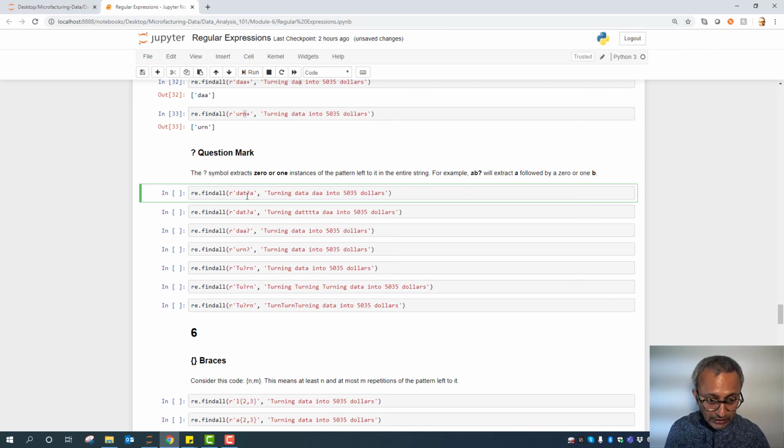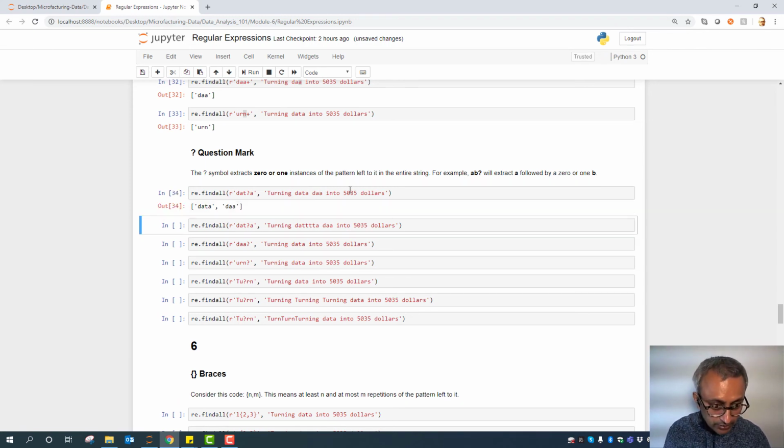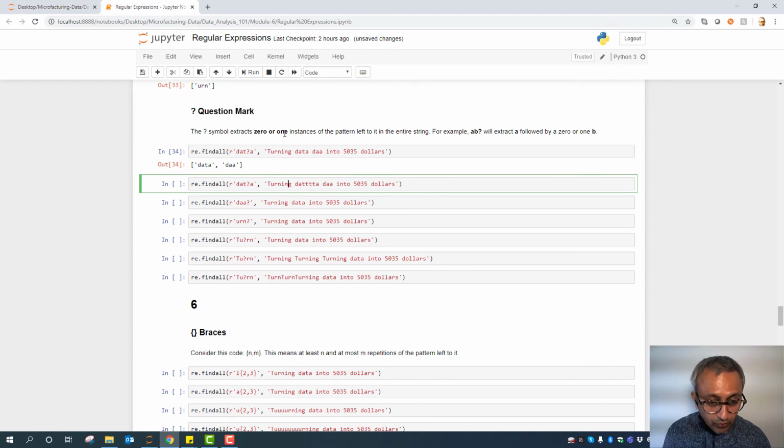So DAT is going to look for T and then A. So if it finds DATA, it's going to return. If it finds DAA, because here there is 0 or more occurrence of T, it's going to return both. Here 0 or 1, so it's only going to return this.